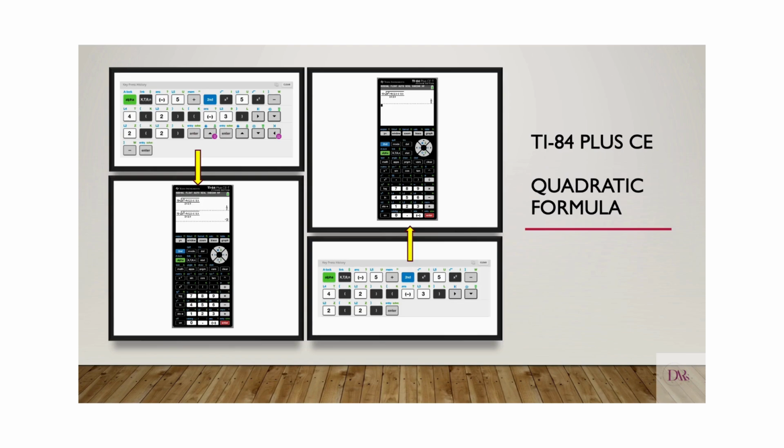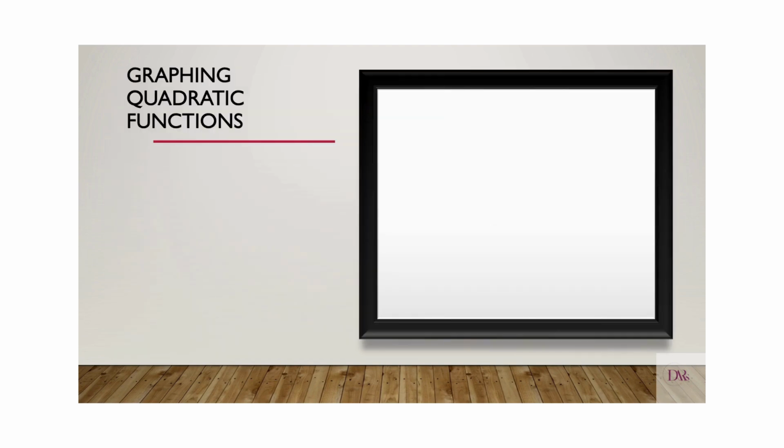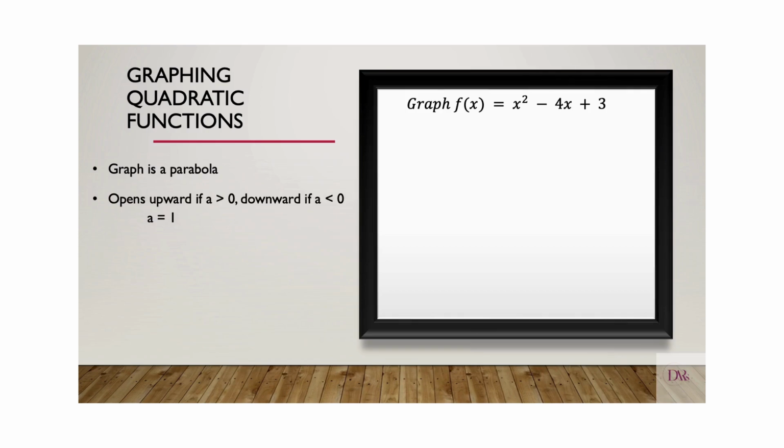Graphing quadratic functions. The graph of a quadratic function is a parabola. We're going to graph f of x equals x squared minus 4x plus 3. First, we need to determine whether it is going to open upward or open downward. If a is greater than 0, then it's opening upward. If it's less than 0, then it's opening downward. In this case, a equals 1, so it should open upward.